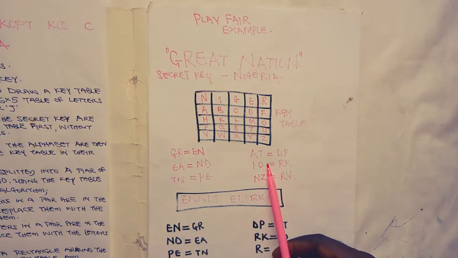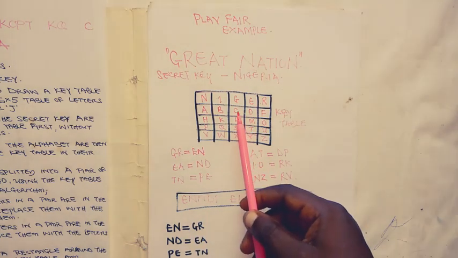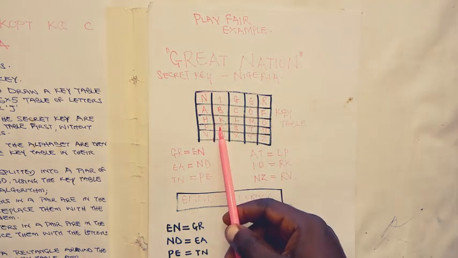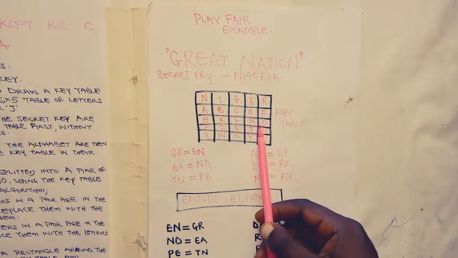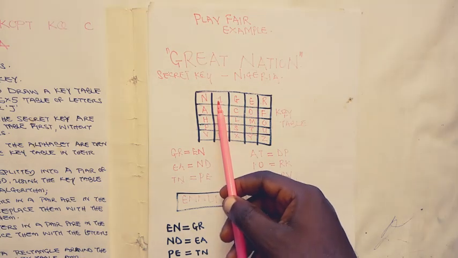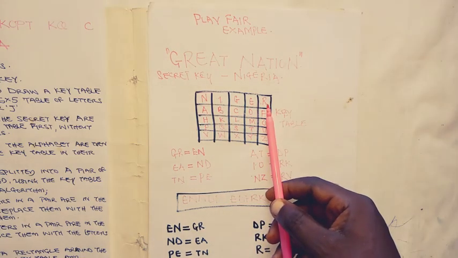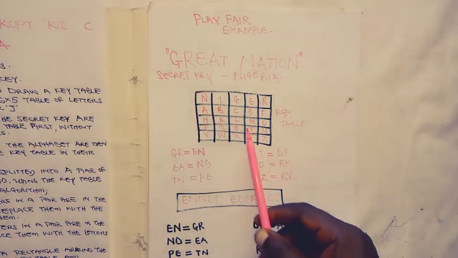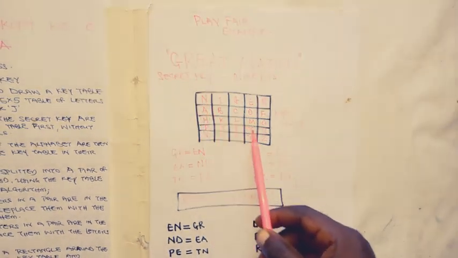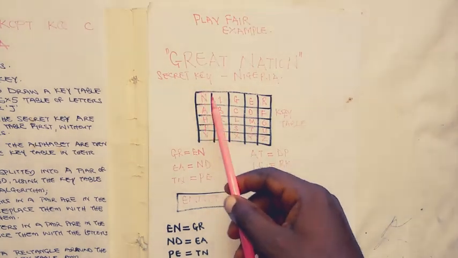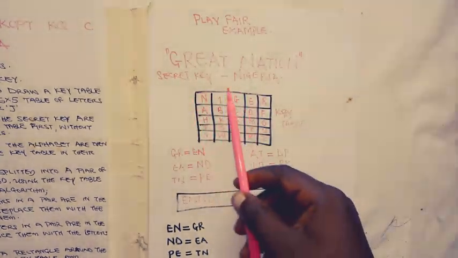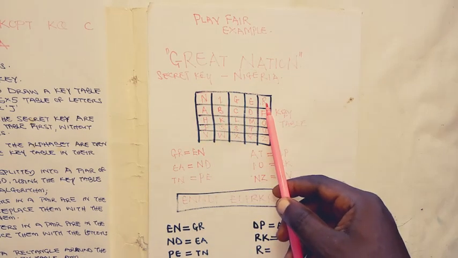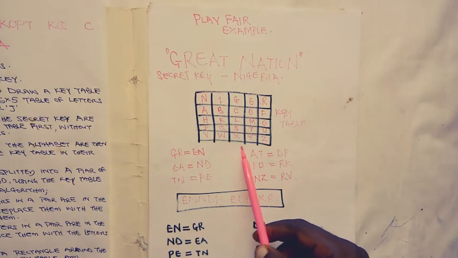For I and O, the same rectangle rule applies. So this is the right rectangle. For O now it becomes K, and for I it becomes R. And finally, N and Z are exactly in the corners of the rectangle. So for N it is R, and for Z it is V.